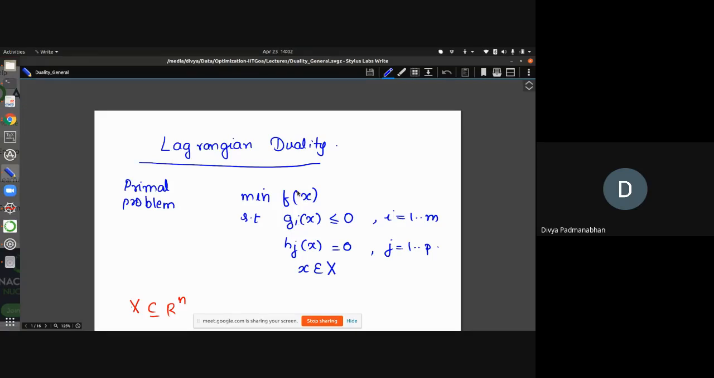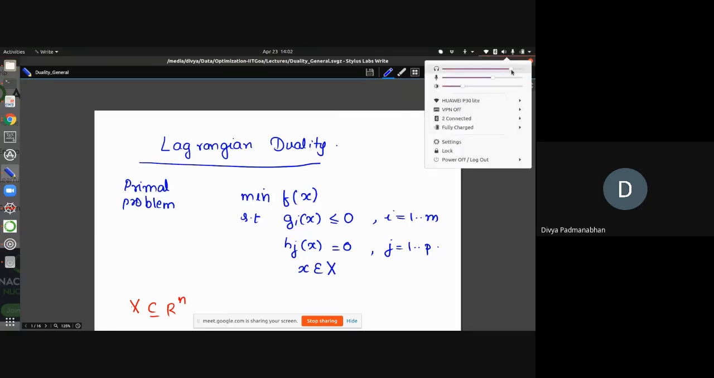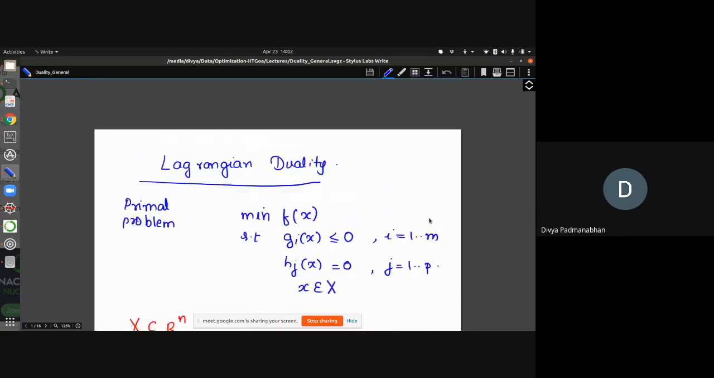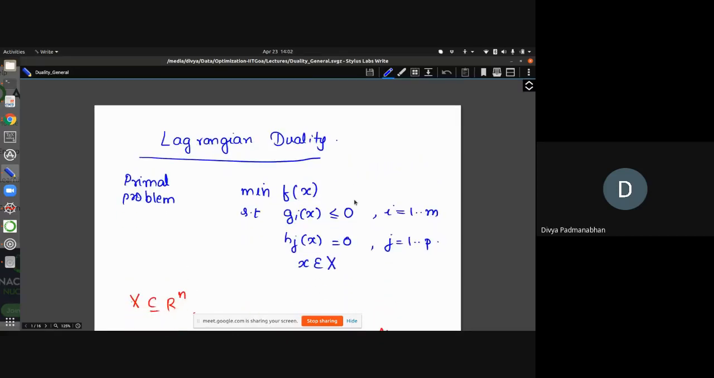And yeah, so we were looking at Lagrangian duality yesterday, where we saw how to write the dual of a constrained optimization problem. Okay, and the primal form we considered was something like this, as always, where you try to minimize a function subject to some inequalities, some equalities, and also you have x in some set X.